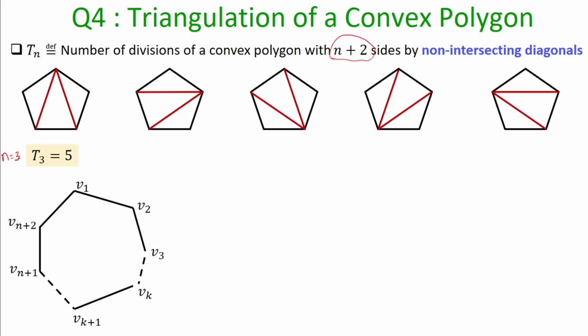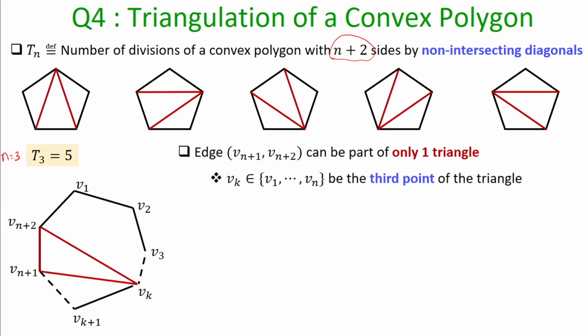Now I want to find a recurrence relation for the number of ways of triangulating a convex polygon with n plus 2 sides. I will find that by formulating a recurrence equation and showing that the solution of that recurrence equation is the same as the nth Catalan number. So imagine you are given a convex polygon consisting of n plus 2 sides, which has the vertices v1 to vn plus 2.